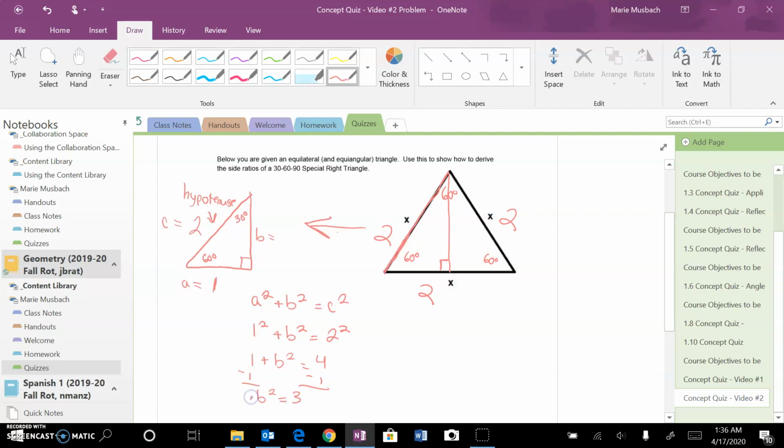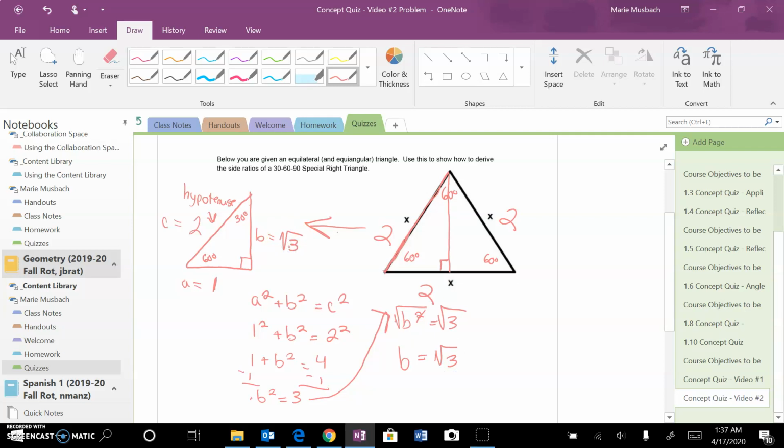So I'm going to move the work over here because I can't go past the screen. Okay, so then we have B squared equals 3. So in order to cancel out the squared, we can do the square root of both sides. And so then that cancels out the square, so then you get B equals the square root of 3. So B is the square root of 3.